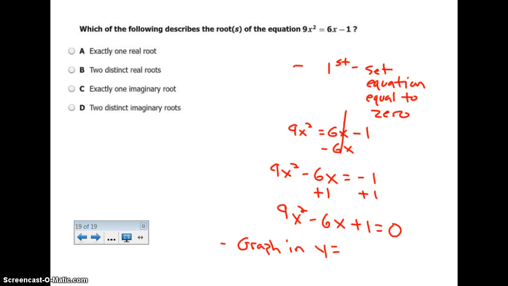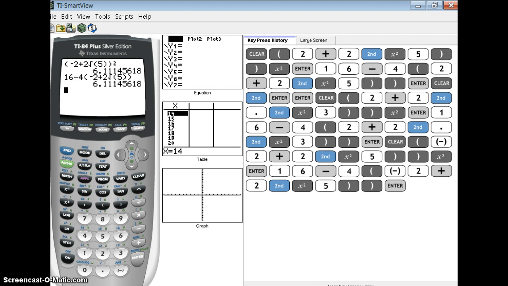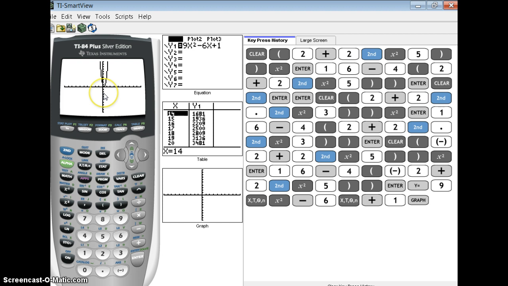So the next step is to graph this in y equals. We're going to bring our calculator up, where we have 9x squared minus 6x plus 1. Go to y equals 9x squared minus 6x plus 1. We're going to graph it. And take a look at that. That's 1 real solution. As you can see, the vertex is right there on the x-axis.